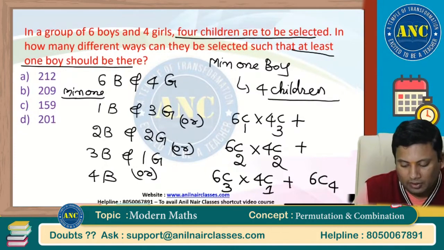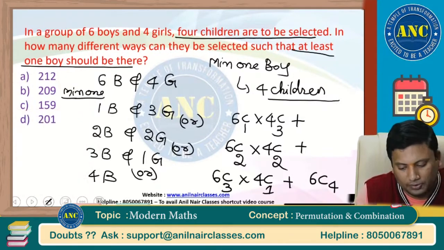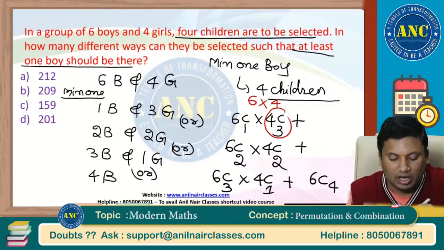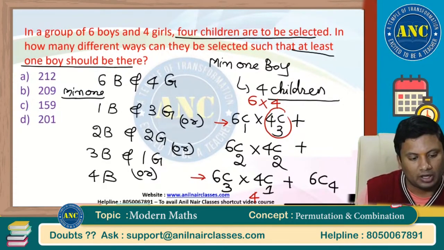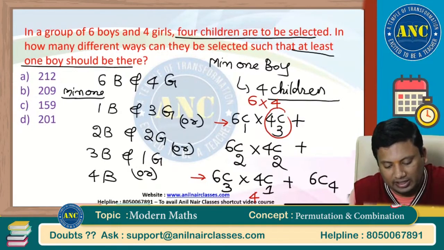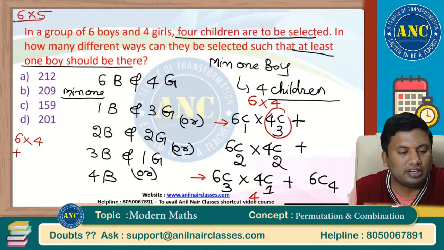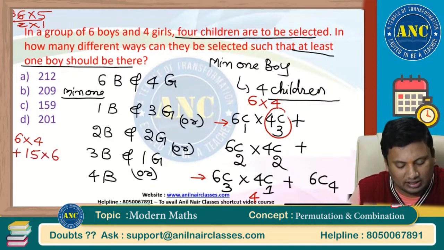Now one by one, we will see if we can eliminate any answer options. 4C3. Out of 4 selecting 3 is nothing but rejecting 4. This 4 into 6. Out of 4 selecting 1, it is nothing but 4. This is divisible by 4. Now if you see here, 6C1 is 6, 6 into 4. 6C2, out of 6 selecting any 2: 6 into 5 by 2 into 1, this is nothing but 15. 15 into 6. This is the traditional method.